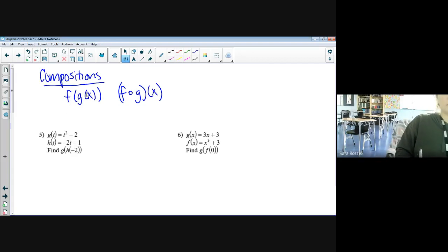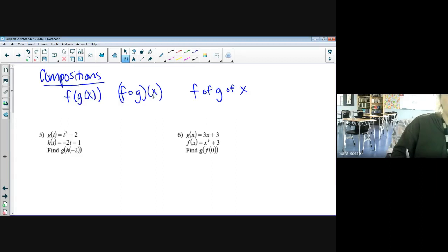So the first one, we have an f and then it's of g of x. So instead of just one function and variable, we're going to have two. But we have the g of x plugged into the f function. So that's f of g of x. That's how we say that, f of g of x.